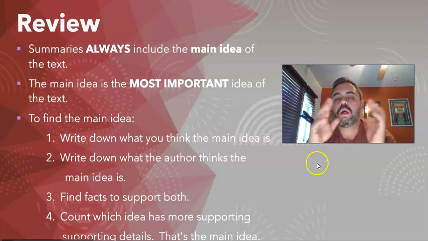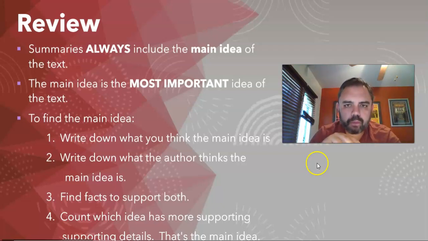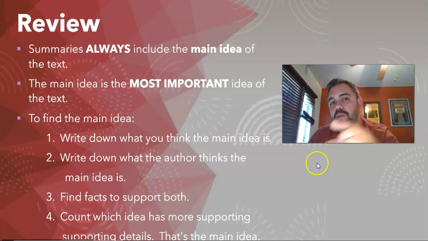All right, guys. I've been Mr. Remedies. This is one strategy for finding the main idea. We're going to keep talking about some ways to summarize and retell and paraphrase all week long. And I know that you guys are just going to do a bang-up job at that. All right? You guys are going to be amazing because you've already been amazing.